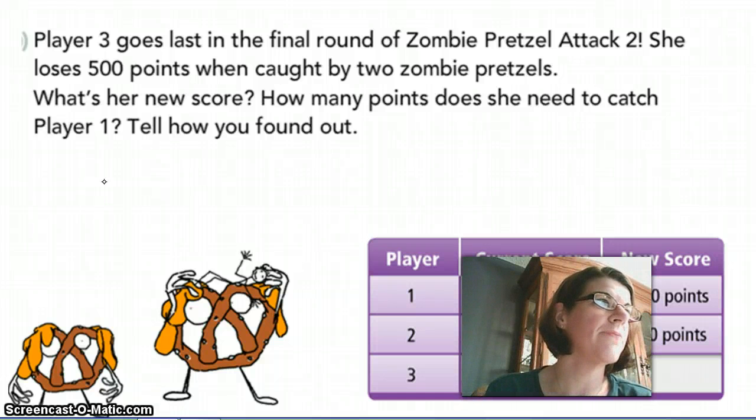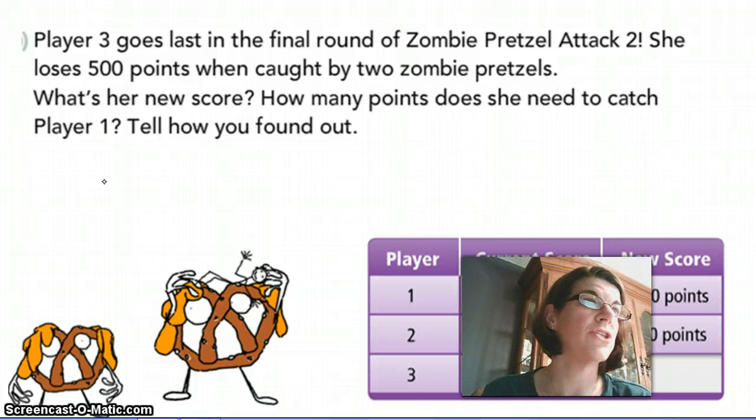It says player 3 goes last in the final round of Zombie Pretzel Attack 2. She loses 500 points when caught by 2 zombie pretzels. What is her new score? And we want to know how many points does she need to catch up to player 1. So if you want to pause the video right now and do this problem, I'm going to go over the answer right now.